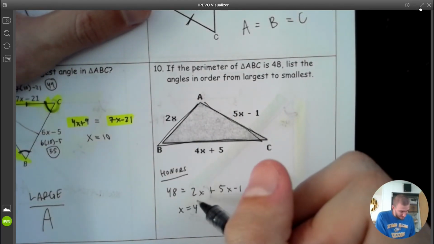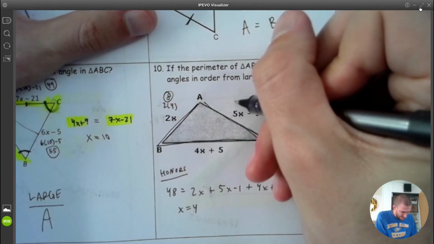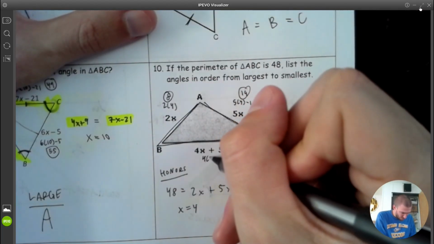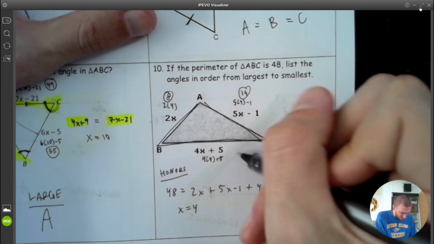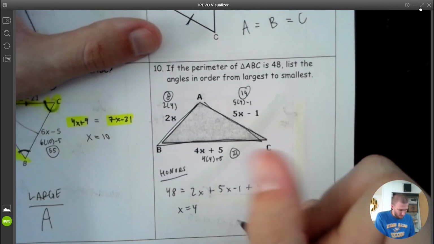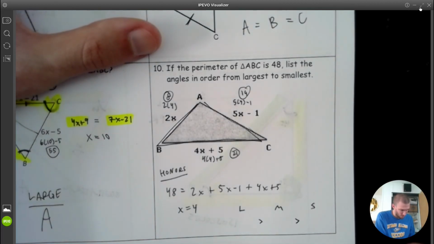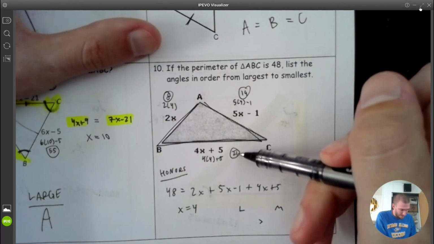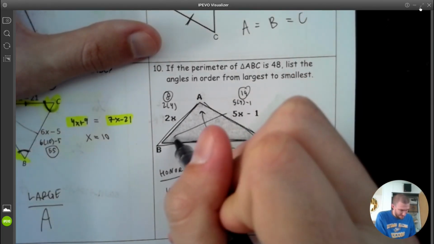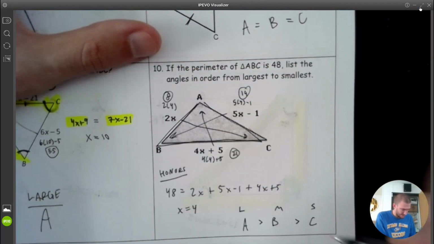Okay, now I need to take this 4 and plug it in. So that's 2 times 4, which is 8. That's 5 times 4 minus 1, which is 19. And that's 4 times 4 plus 5. That's going to be 21. So it says from largest to smallest. Large, medium, small. Alligator eats the large. The largest one is 21, it's A. The middle is 19, it's B. And the smallest is C.